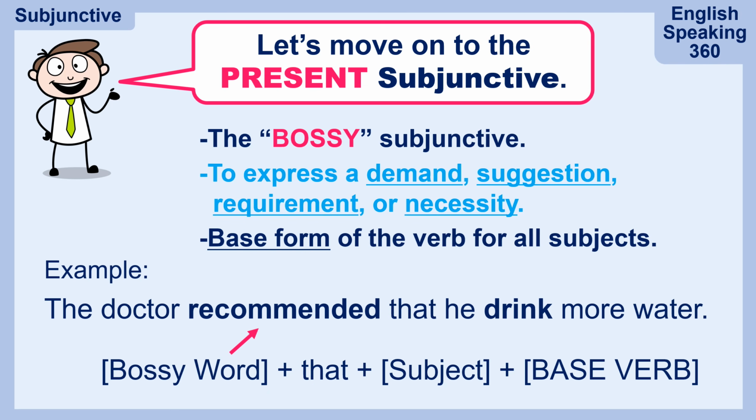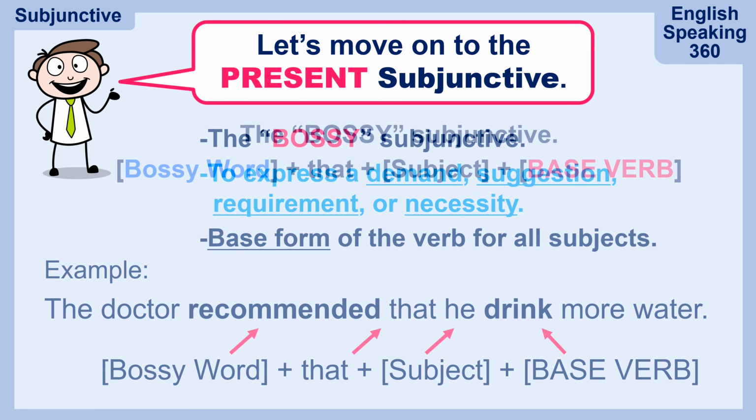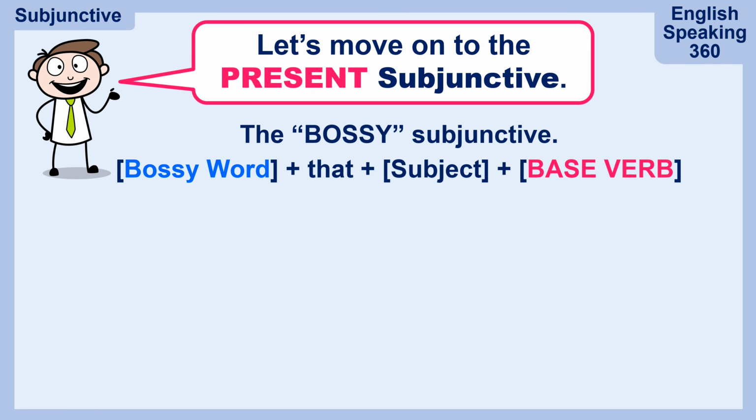It's bossy. After that, a subject, "he," and finally the base verb. No S, no ING, no ED, no nothing. Just the base verb. And that is the present subjunctive. Once again, here's the formula. But we have many bossy words.